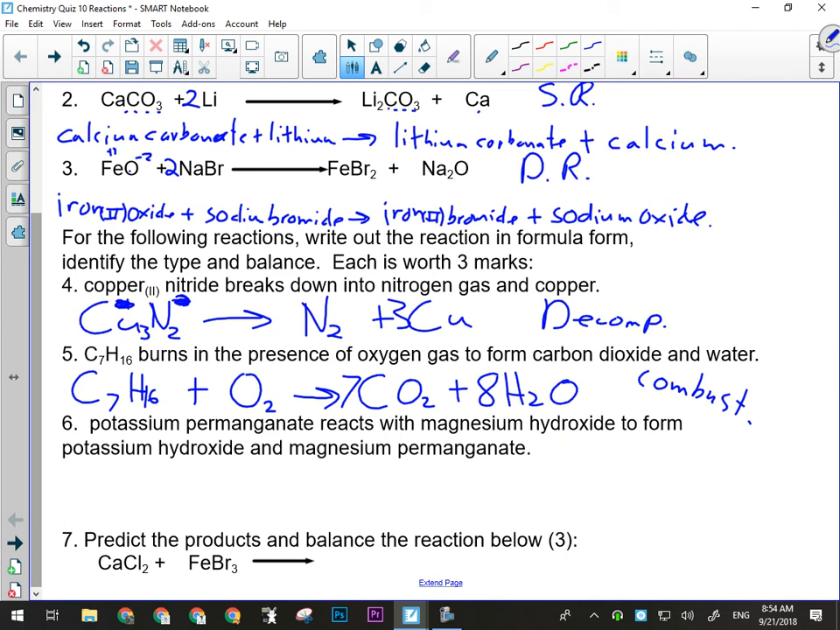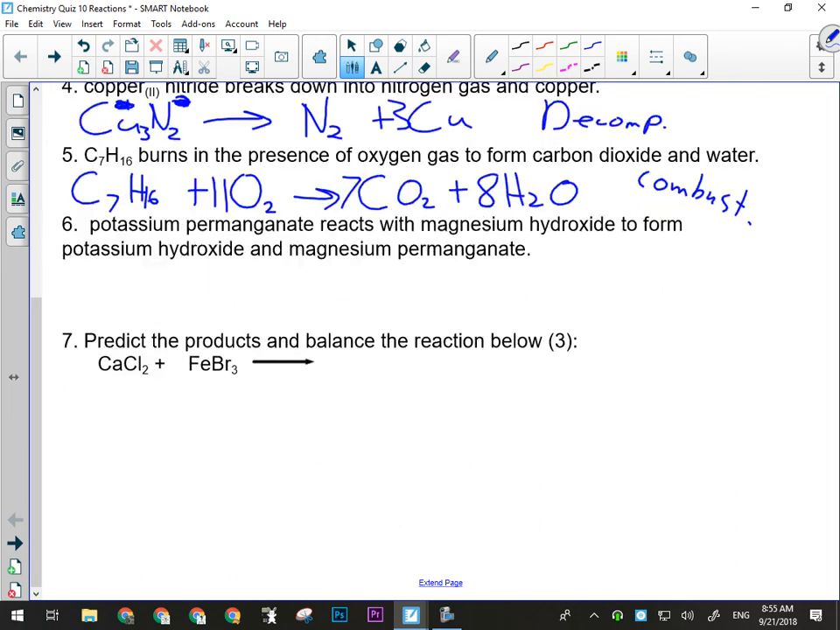Okay, so for my oxygens, 8 times 1 in the water, so there's 8 in the water. There's 14 here. 8 plus 14 is 22. 11 times 2 is 22. Okay, everybody follow the balancing there? Okay, always alphabetical.